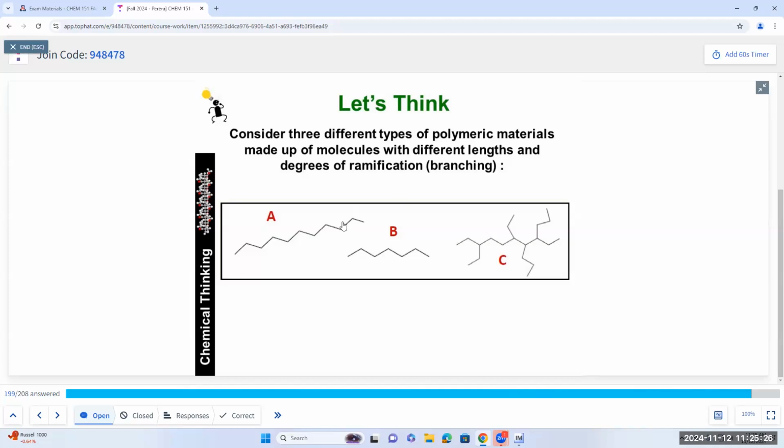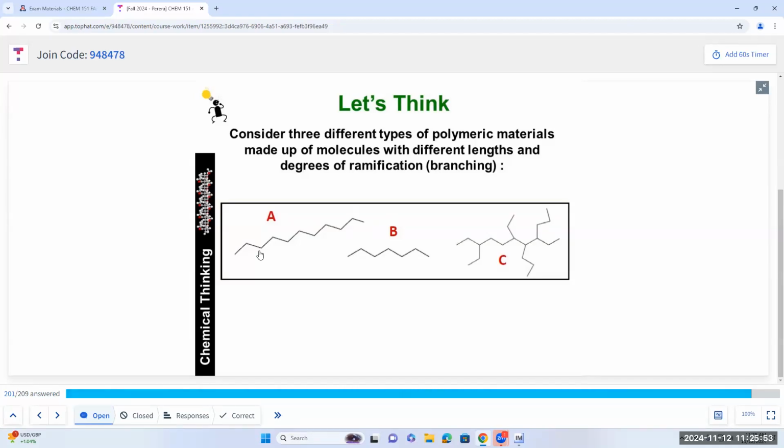All right, so I agree that polymer A has the strongest intermolecular forces compared to B, because it's longer, meaning more polarizable because you have more electrons. Therefore it's going to have stronger dispersion forces, stronger intermolecular forces compared to B. And then it's going to have stronger intermolecular forces than polymer C as well.